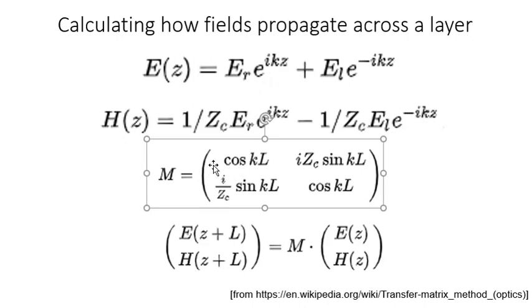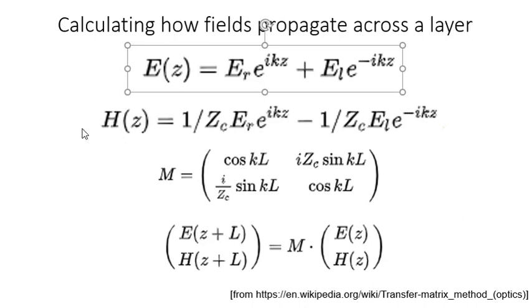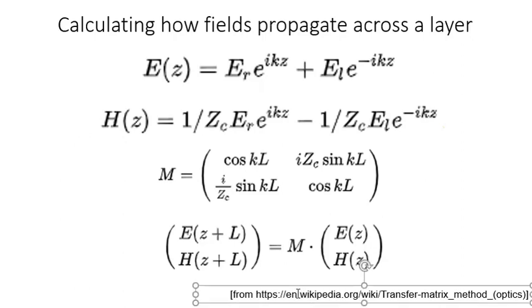So I encourage you, it shouldn't take too long to do that, but you can show that this product using this definition for M does in fact give you E at Z plus L and H at Z plus L, using these definitions for E and H. And I'm taking all these equations from just a Wikipedia article on the transfer matrix method.